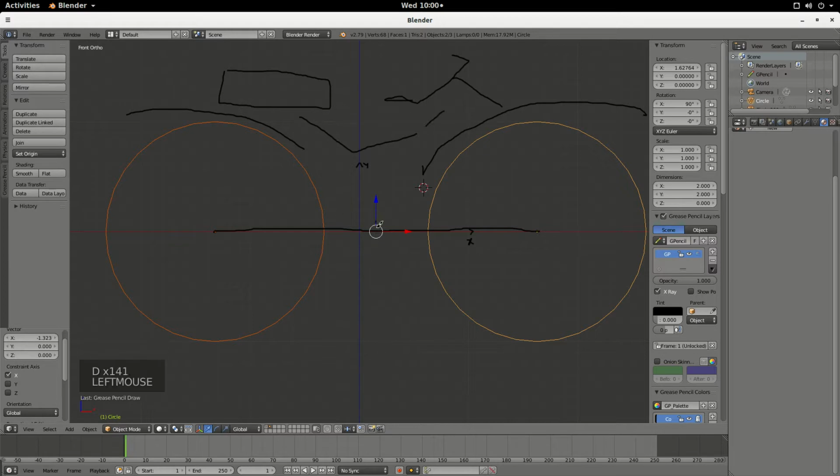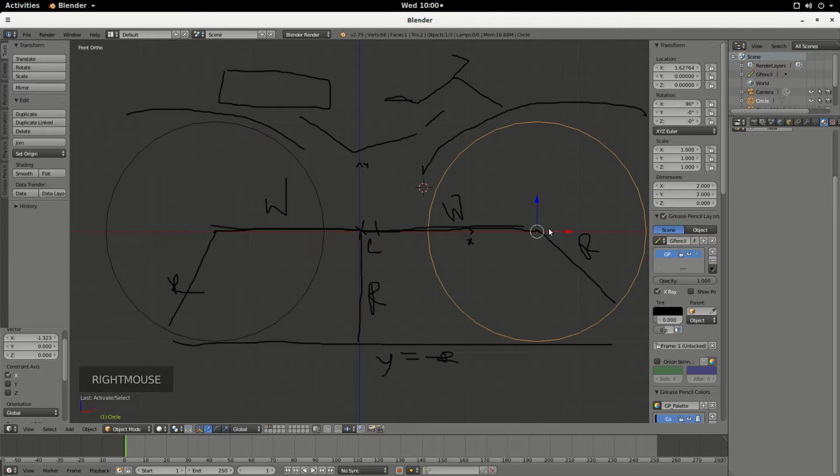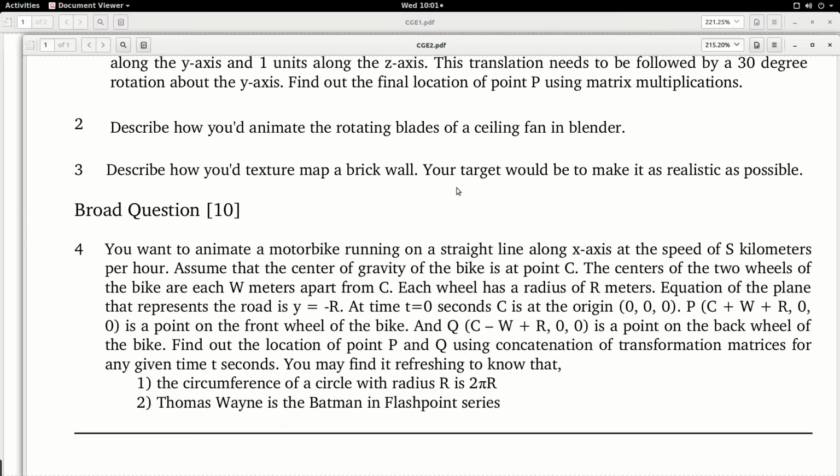Okay, so the center of gravity is somewhere over here, right at the origin, it says. And these things are W units apart from the center. And the radius of the two wheels are R, and also we have y equal to minus r as a plane that defines the road. Is this construction clear? So what happens over here is that the front wheel and the back wheel, they rotate, right? That's how the motorcycle runs forward. They have to rotate at a certain speed so that we can have the speed as s kilometers per hour. Okay?